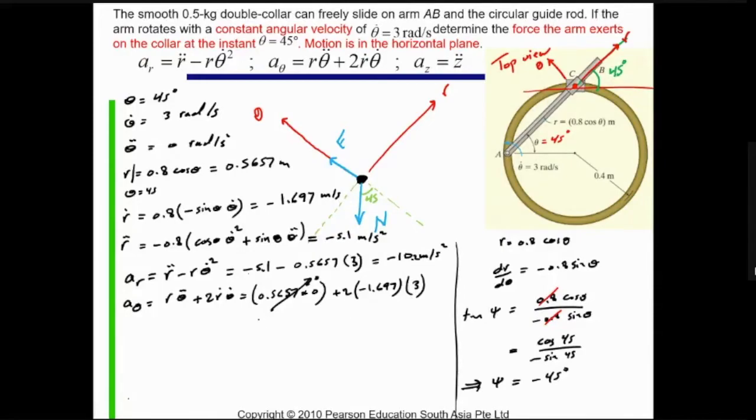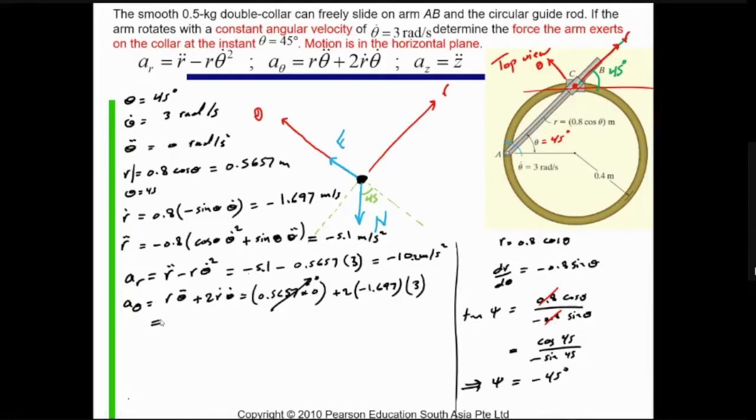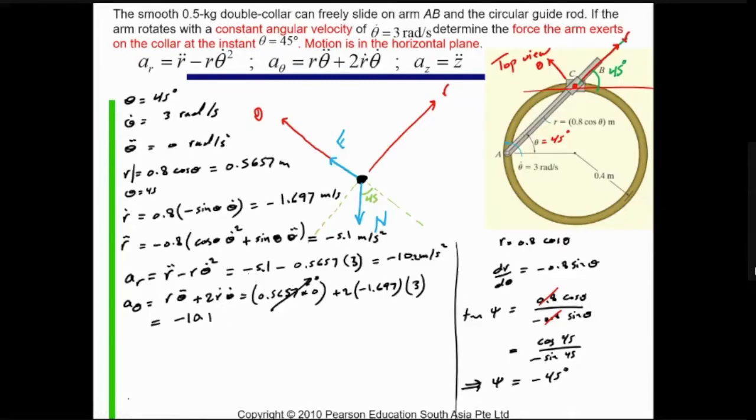So A theta equals, okay, so that is negative 10.18 meters per second squared. The problem is done. So they're asking for the forces the arm exerts on the collar. So we're trying to find the force. We can solve along the R first, because we only have the N in this case as a load. We don't have the force.